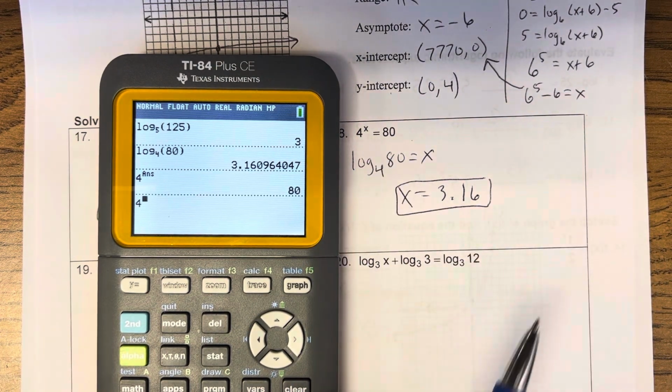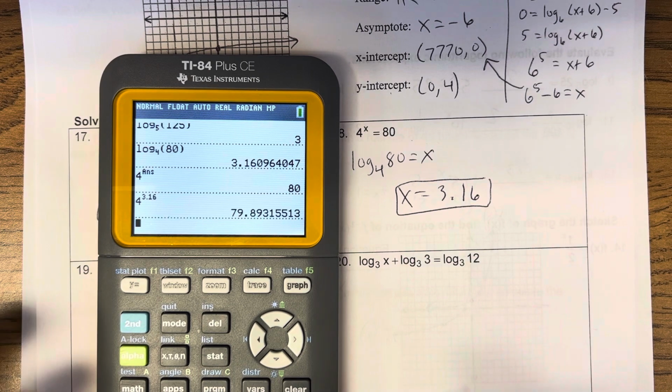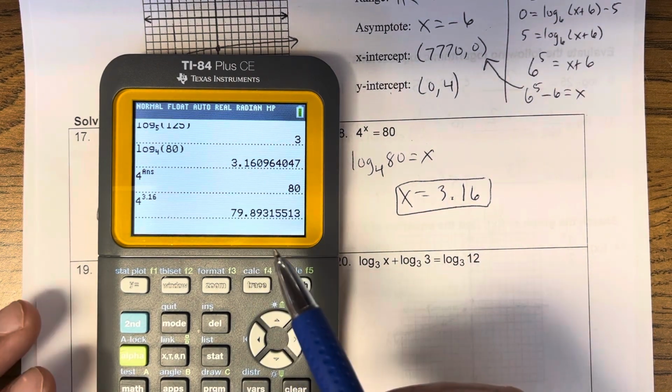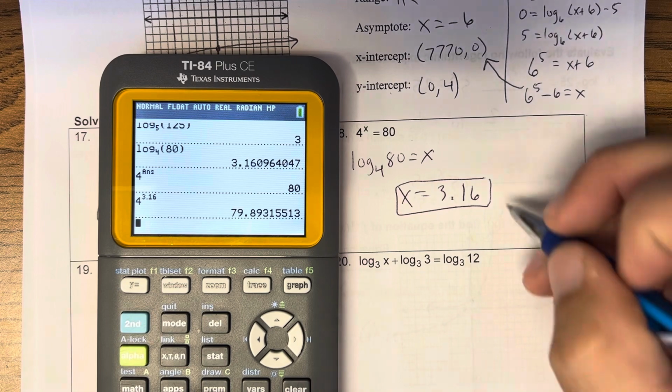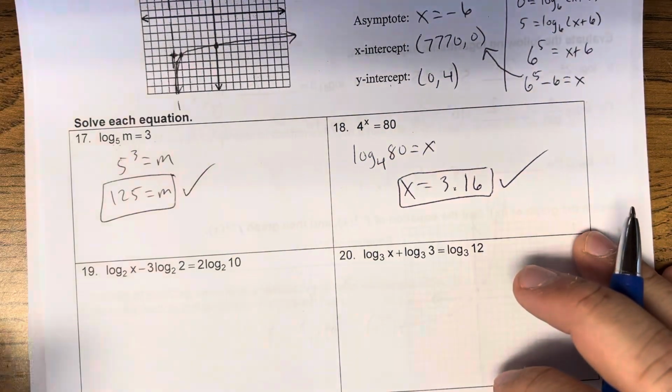If I were to put in 3.16, my estimate, it's going to get really close to 80, but not perfect because we estimated, which makes it go off a little bit, but it does check.